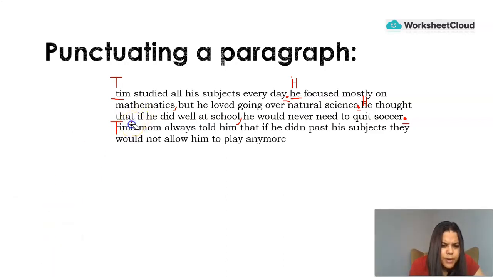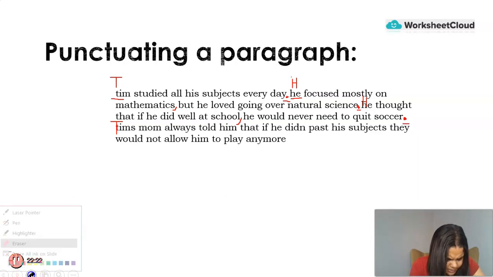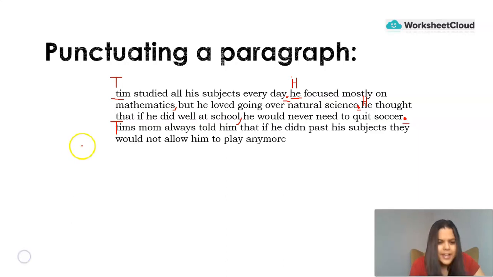And now I must have an apostrophe here. But it would be nice if I drew the apostrophe a bit neater. Okay, so between the M and the S must be a little apostrophe over there. Mom always told him that if he didn't, okay, there I can see there's a spelling error over there. Apostrophe must come there, and I need to add in a T over here.